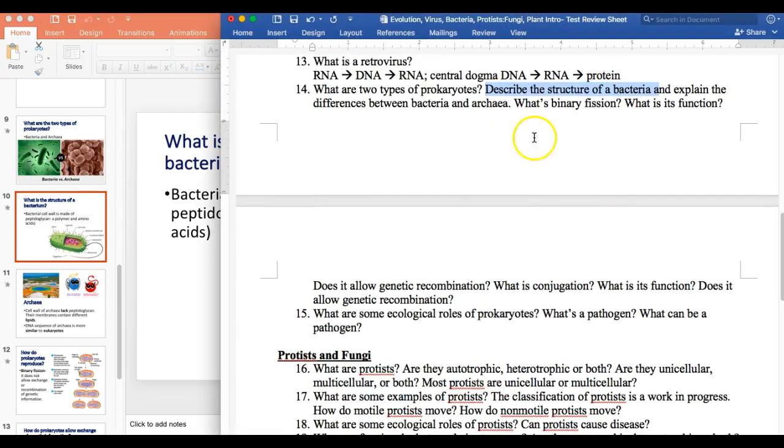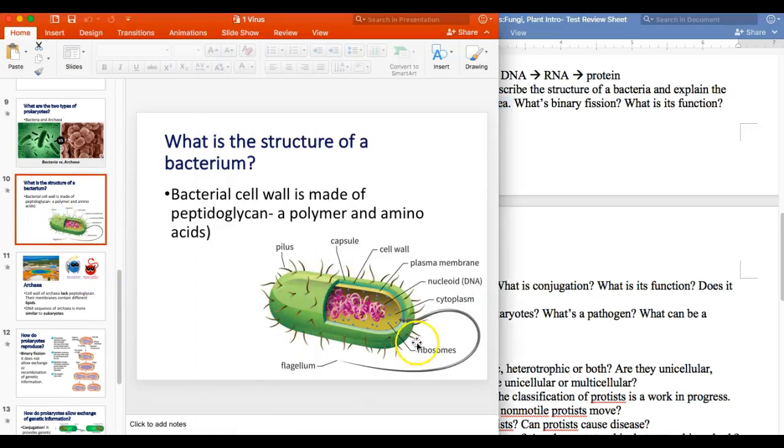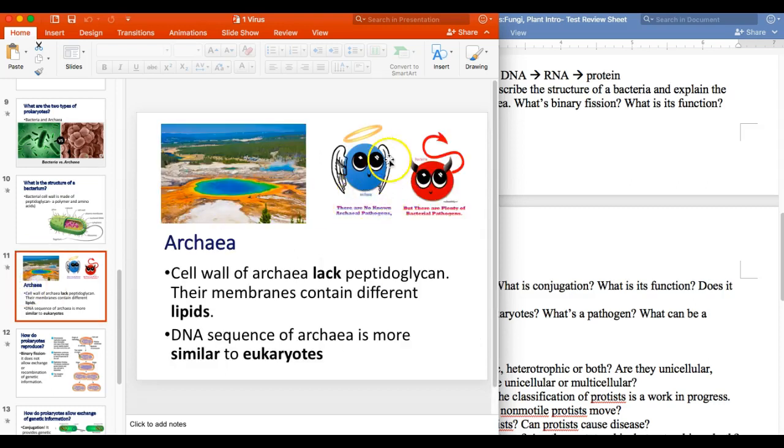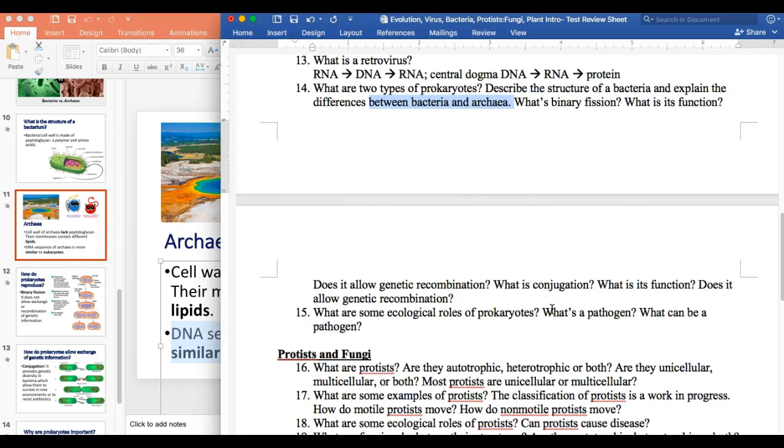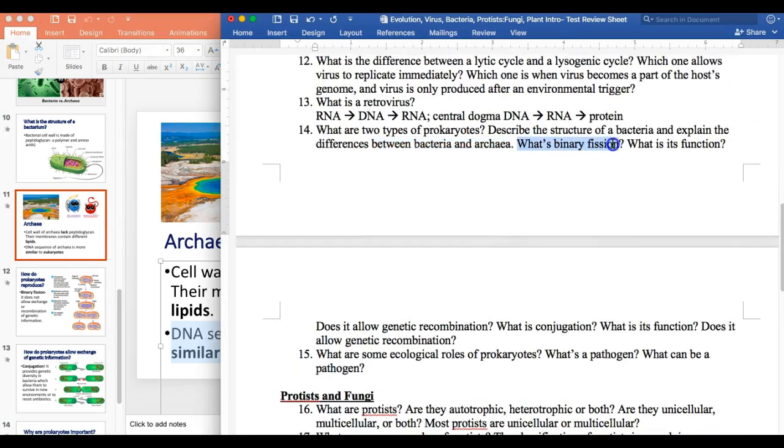So that's bacteria. The difference between bacteria and archaea is, first off, what makes up the cell wall for bacteria and archaea is different. Also, bacteria can be a pathogen and actually cause diseases, and archaea cannot. Archaea can obviously live in extreme environments, and archaea itself is actually more similar to eukaryotes than bacteria are.